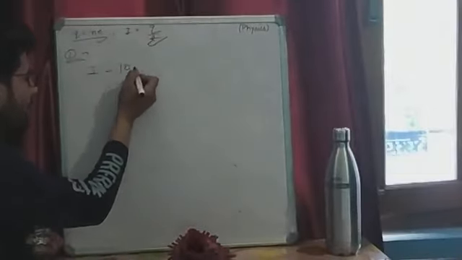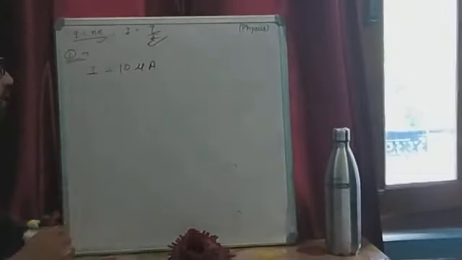A TV set shoots out a beam of electrons. The beam current is 10 microampere. In this question we have current as 10 microampere. You will write what is the given thing there.